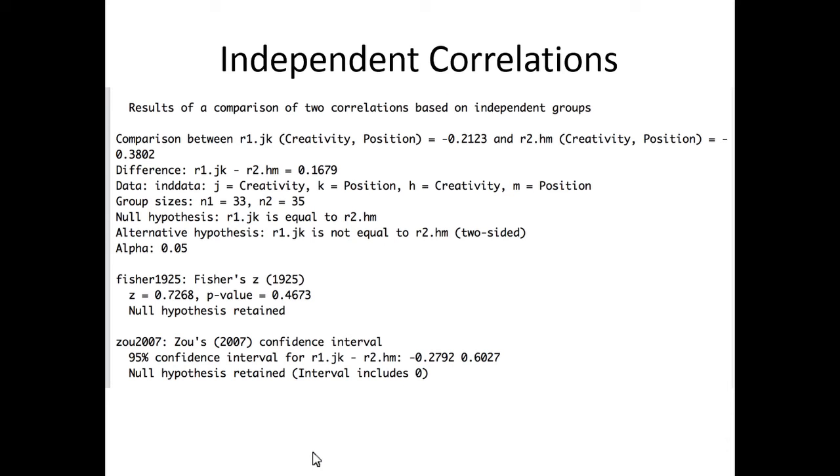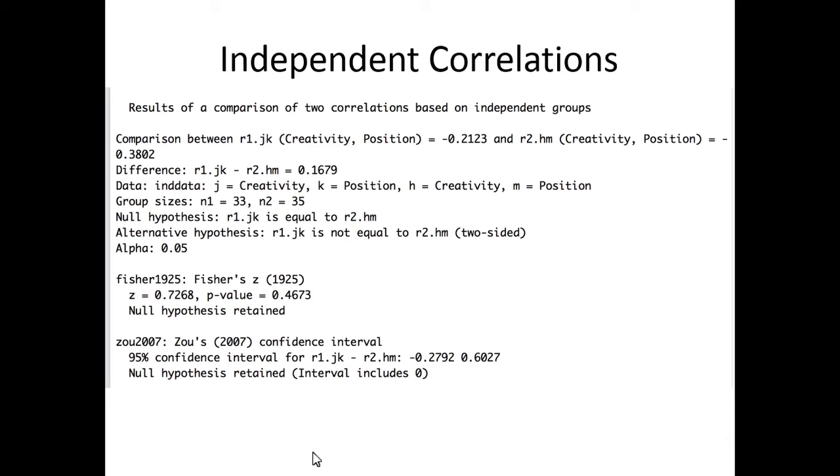And then here is Fisher's R to Z. So this is the traditional analysis that people do on independent correlations. So the z-score of that difference is only 0.73. So that is a non-significant difference between correlations. So P here is 0.47.